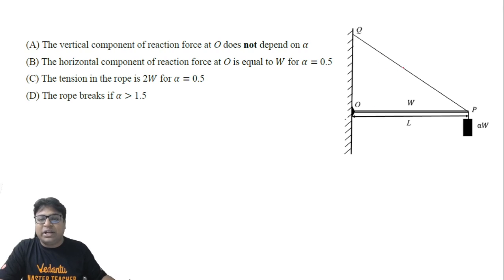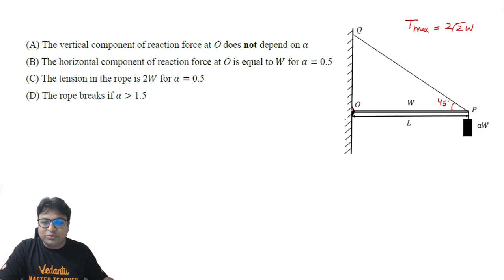We have been told that this string PQ can bear a maximum tension which is equal to 2 root 2 W, and we have also been told that length OQ is same as length OP, which makes this angle 45 degrees. Now with these points, let's start solving the question.